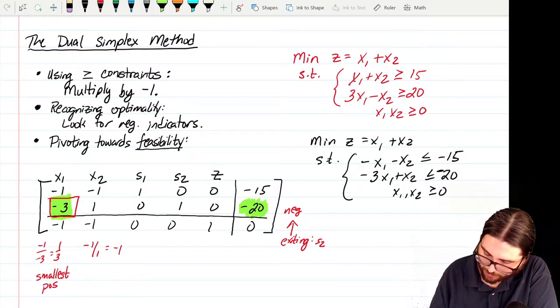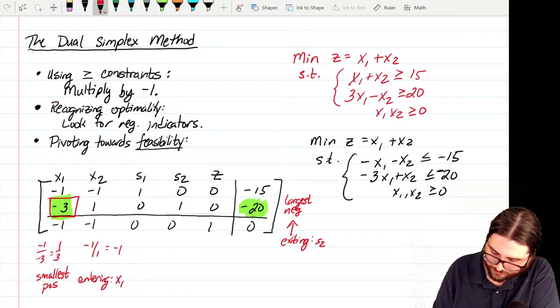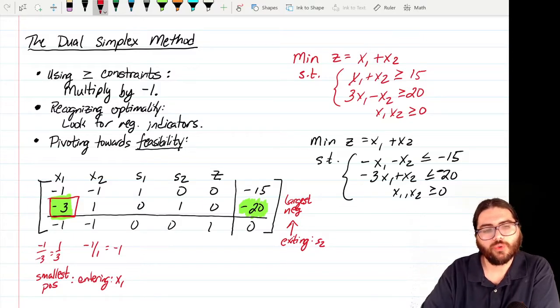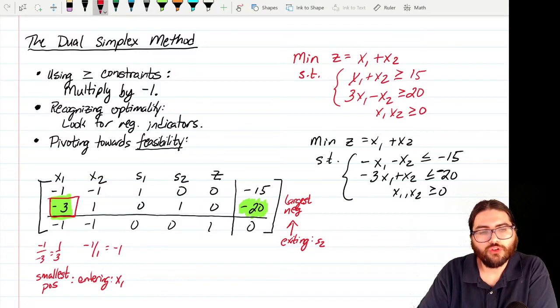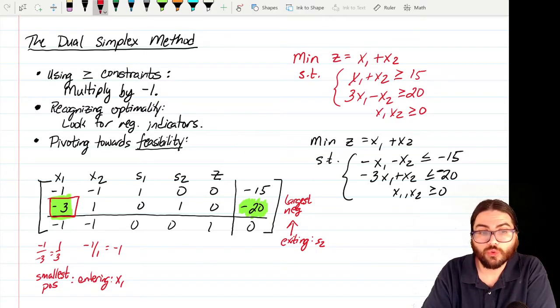So we want the smallest positive and the largest negative. Smallest positive means that my entering variable is x1. So x1 is my entering variable. S2 is my exiting variable. Right? And then I would go to the matrix tool. Right? I would do my Gauss-Jordan steps.